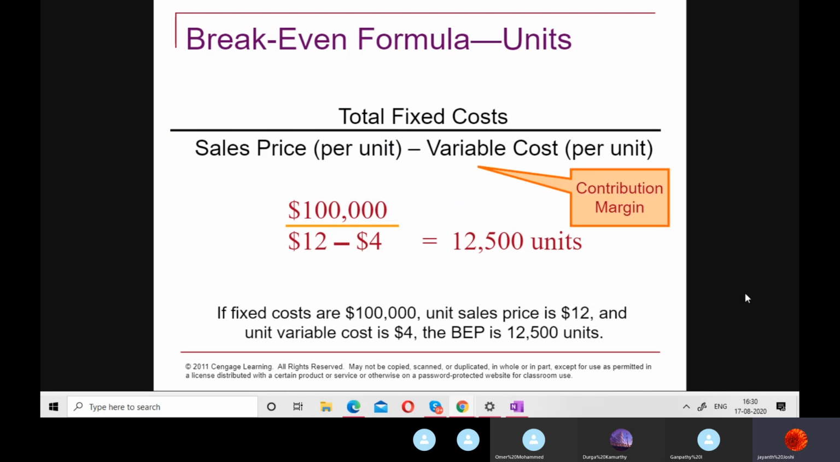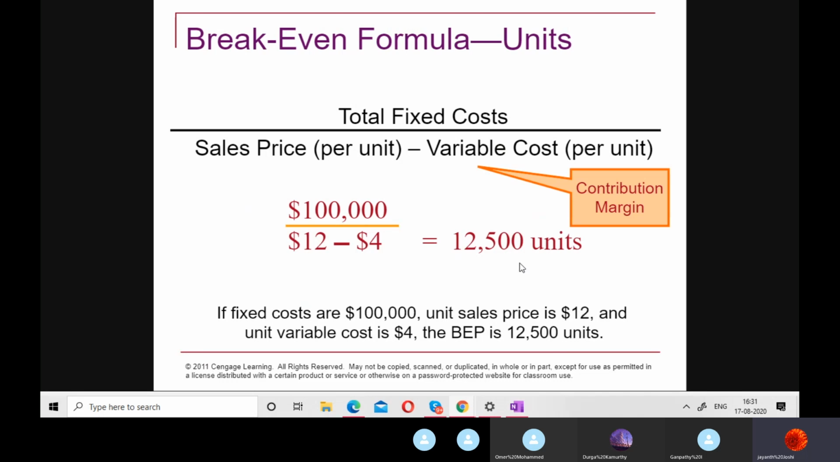Now let's find out the break-even formula. I already told you the formula for break-even point: fixed cost by contribution, where fixed cost is always in total terms. Contribution here would be in terms of units, so selling price per unit minus variable cost per unit. The data is given below: fixed cost is this, selling price per unit is this, and variable cost per unit is this. So your break-even point is 12,500 units.